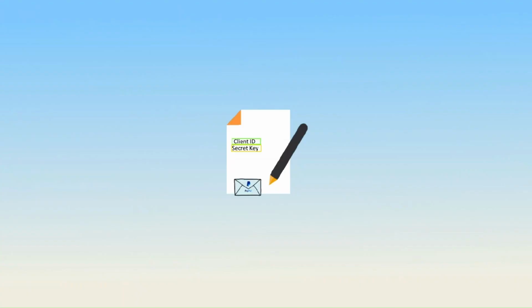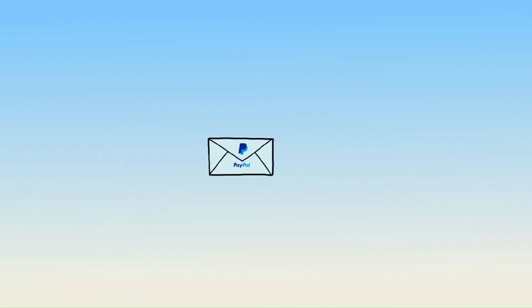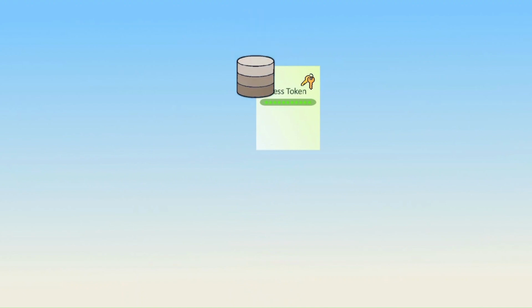So we create a request to PayPal using client ID and secret key. We send it to PayPal. It's going to return to us an access token. Now this access token in the future we can keep in cache.